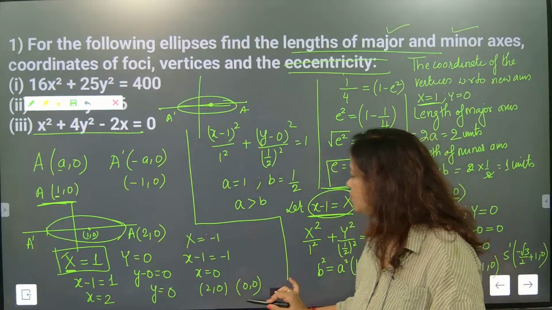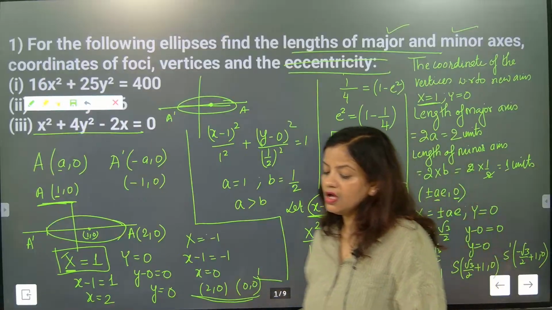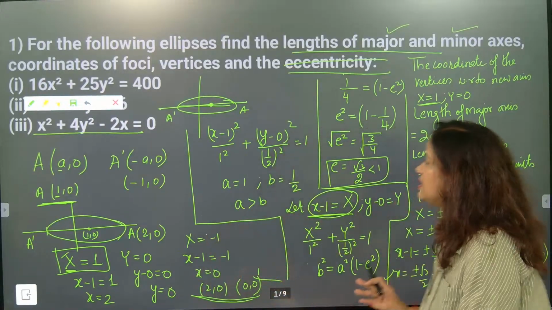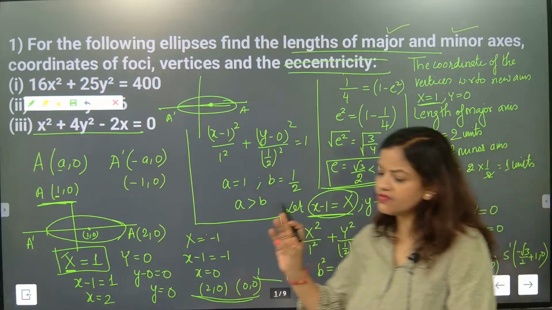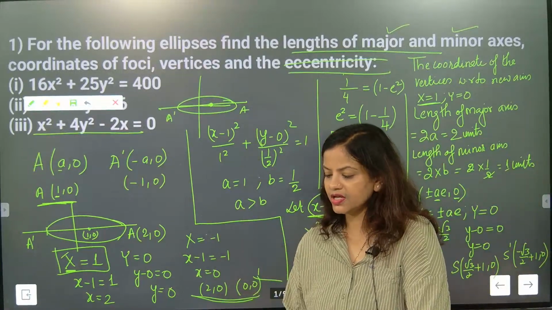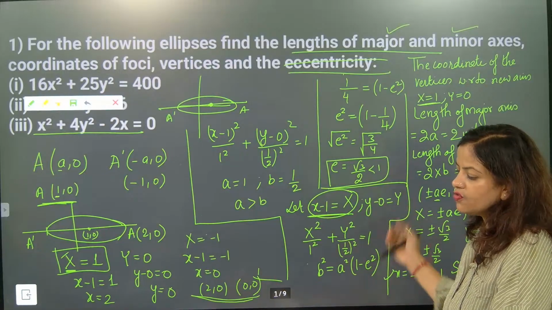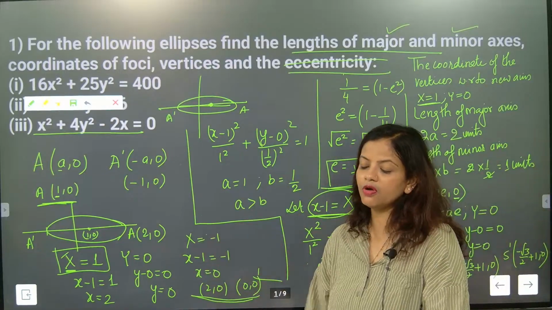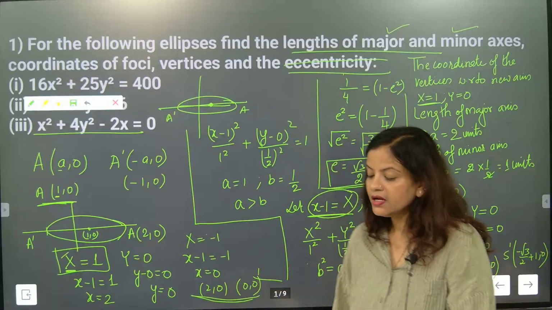So our new vertices are coming as (2, 0) and (0, 0). The length of the major axis and minor axis is not changing, everything we have not changed. Only for focus and vertices a little bit of twist was there. Why? Because we converted it into capital X and capital Y, so we have to again substitute into the small x, small y, which was our general equation. So this is the way, Rudra.